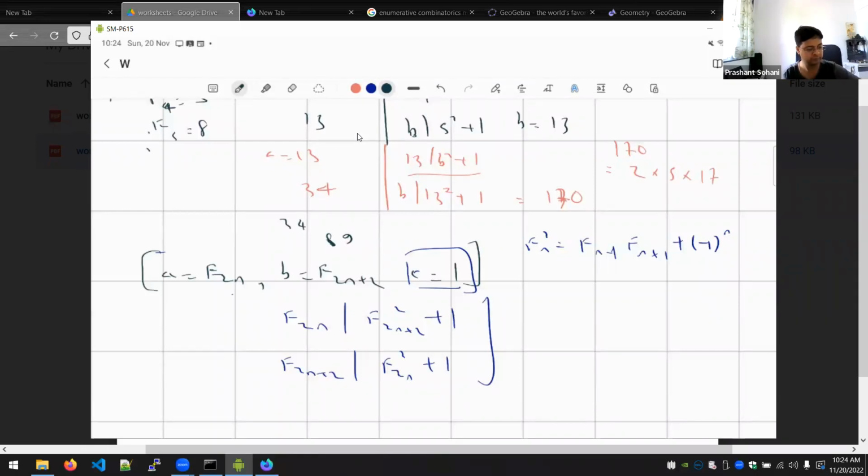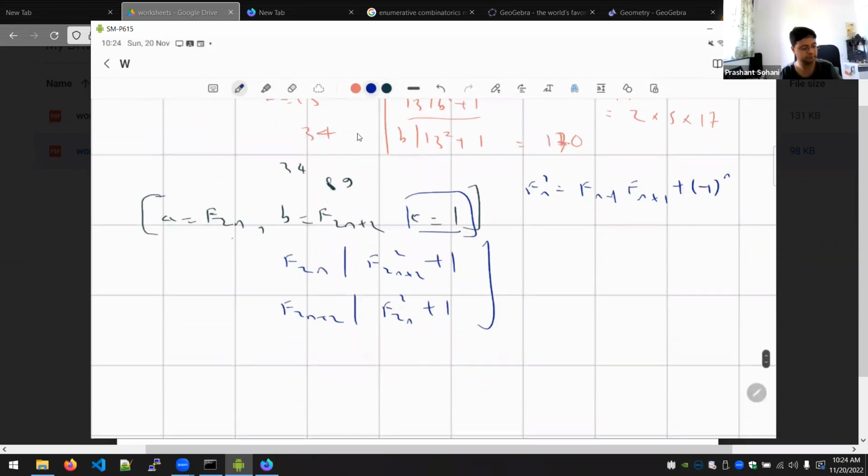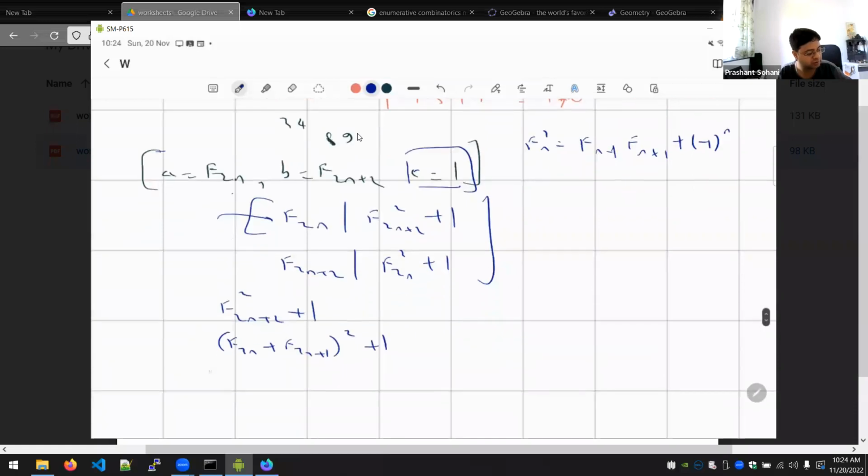So are we able to prove this? Let's say we start with the first one. So we start to write f of 2n plus 2 whole square plus 1. And remember, we are interested in showing divisibility by f2n. So we can do everything modulo f2n. So if you just write this as f2n plus f2n plus 1 whole square plus 1, this will be congruent to f2n plus 1 square plus 1.